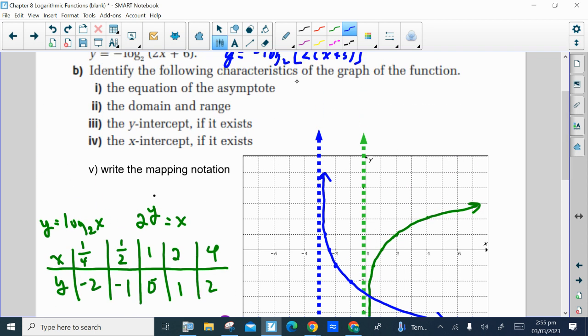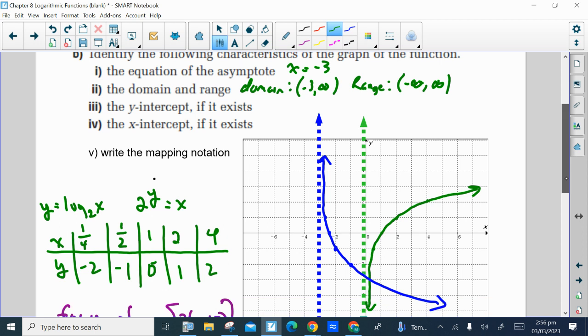The asymptote would be at x equals -3. The domain will be from -3 to positive infinity. Again, rounded brackets being used there. The range goes from -infinity to positive infinity. This one will have both a y and an x-intercept.